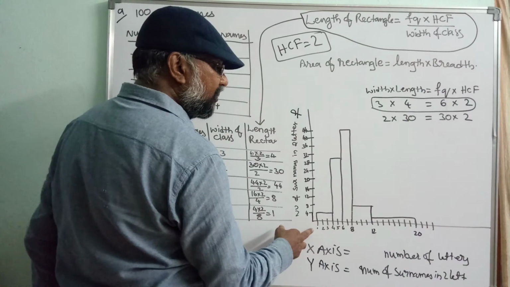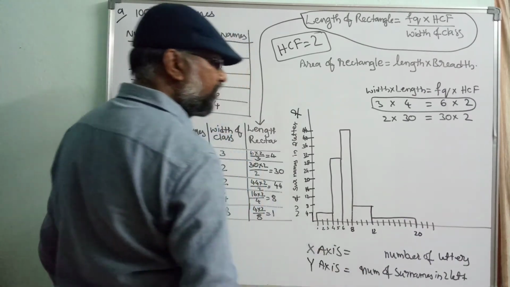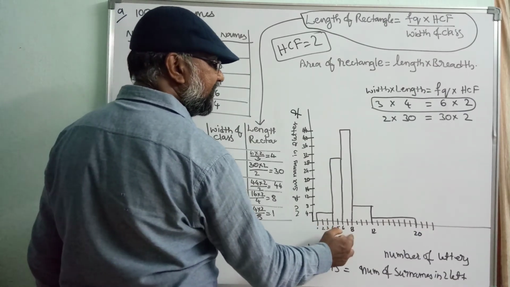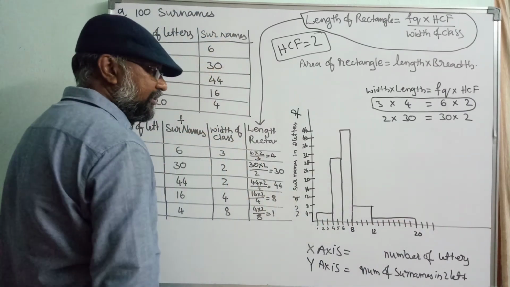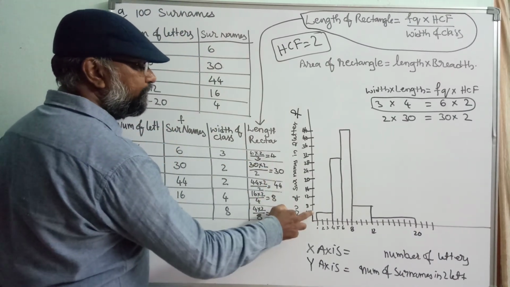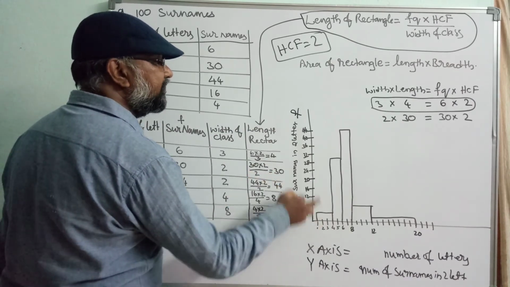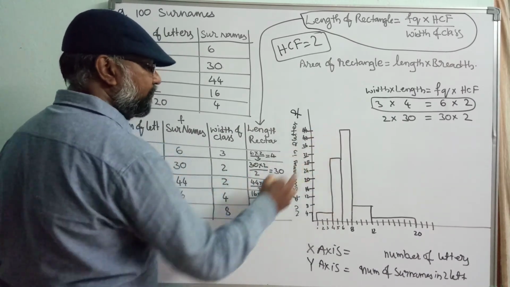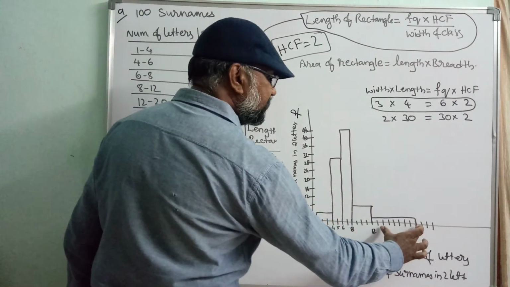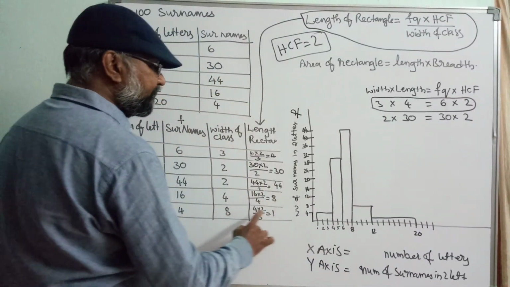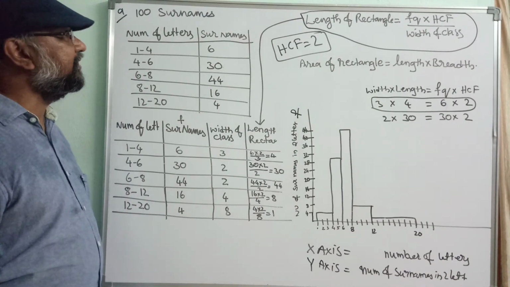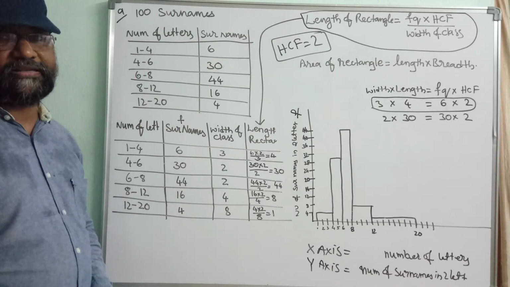Now on the x-axis we will take the number of letters: up to 4 letters, 4 to 6 letters, 6 to 8 letters. So the widths are different. The height we already got, that is 4, and for the second one it is 30, the third one is 44, the fourth one is 8, and for the last one the width is 8 and the height is 1. So this is the way we can complete this graphical part of statistics. That's all. Thank you.